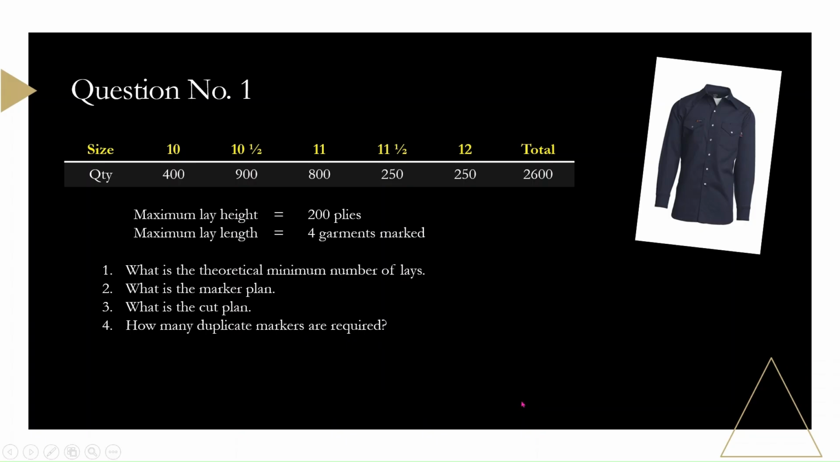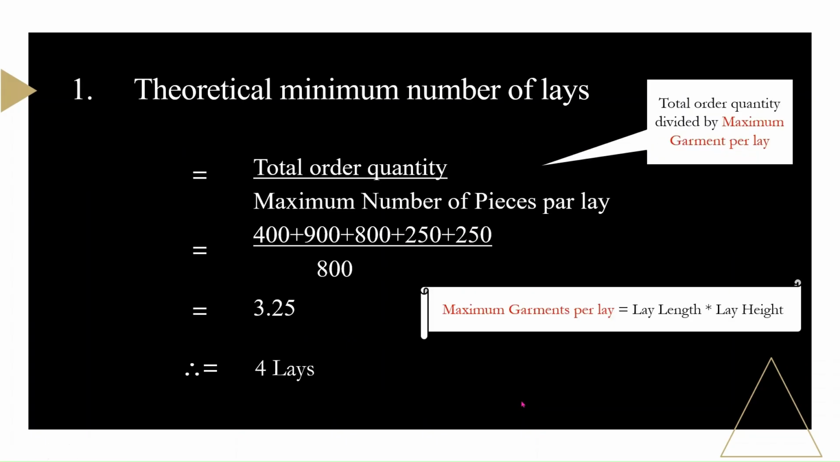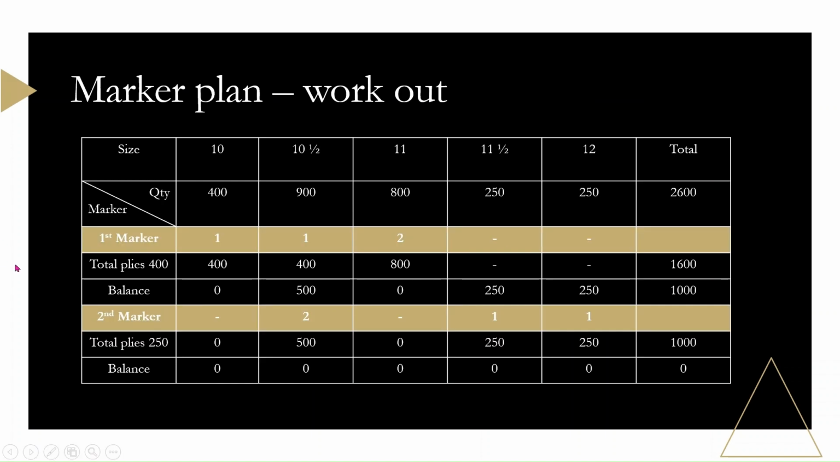So briefly, we will cover the first one. The theoretical minimum number of layers is the total order quantity divided by the maximum number of pieces per lay. In the previous lesson, I explained this also. Now it's 4 layers. This is the minimum number of layers. That means you need at least 4 layers to complete this order, because less than that you can't do it. Sometimes you have to go for more than 4 layers. Layers mean cuts. So this is the marker plan workout.